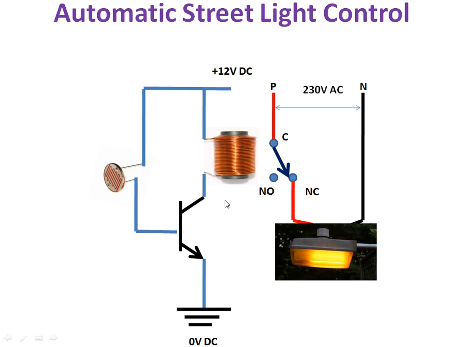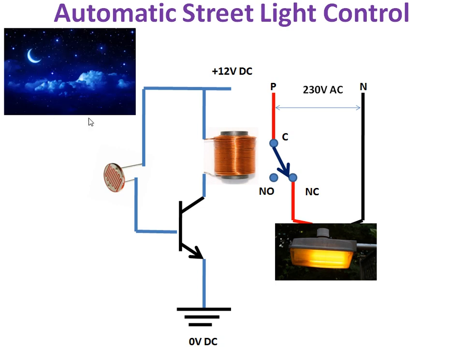So it is one of the applications of transistor, that is automatic street light control. During night time there is no sunlight, so the resistance of the LDR is very high, that is infinity. So LDR is an open circuit. So IB equal to 0 microampere. If it is an open circuit, then there won't be any current flow to the base terminal. So this transistor acts as an off switch.